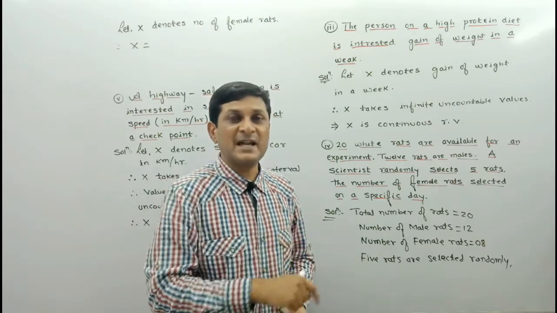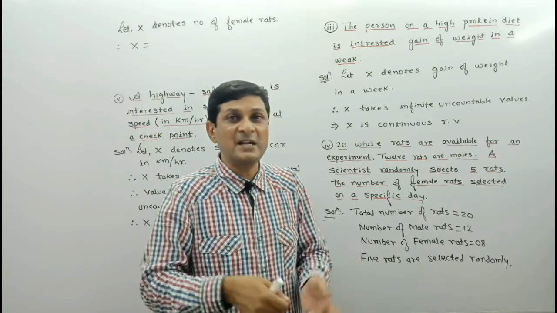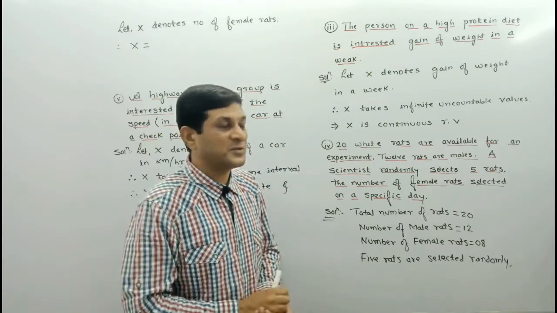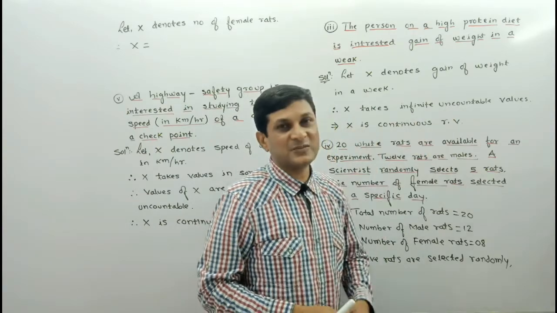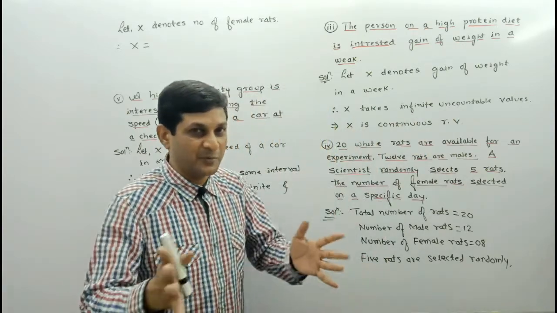That's why we can say that here values of x are infinitely uncountable, and since values of x are infinitely uncountable, that's why we can say that x is what? Continuous random variable. Hope you are getting it.